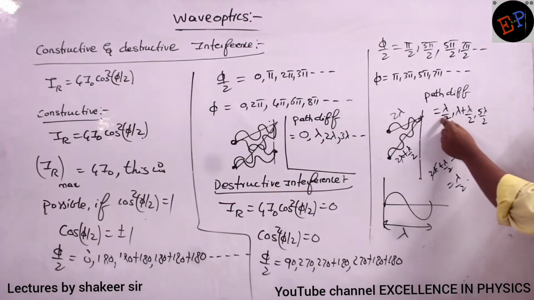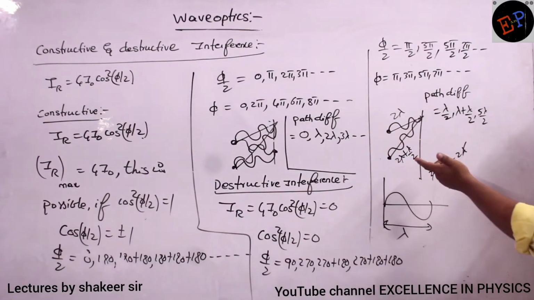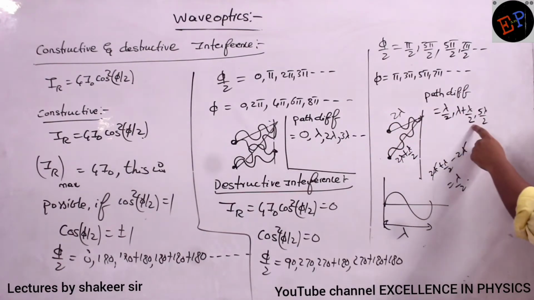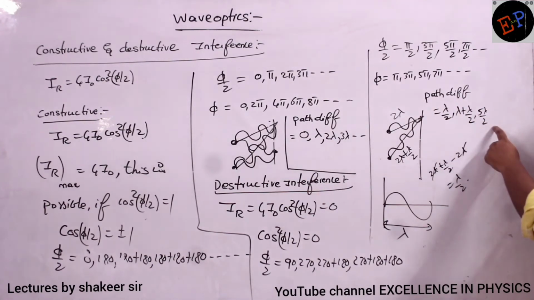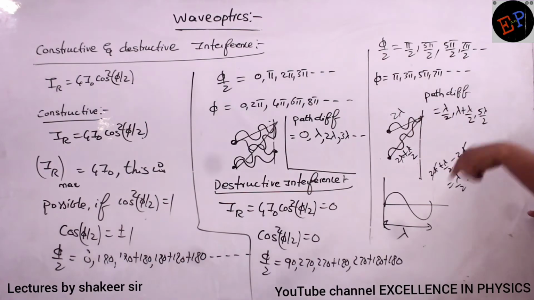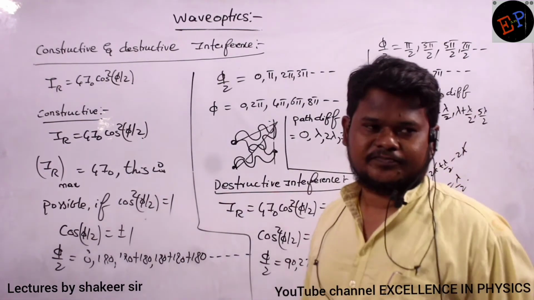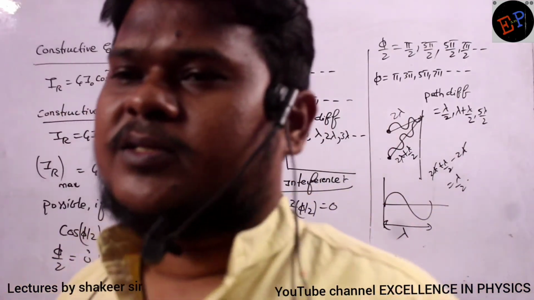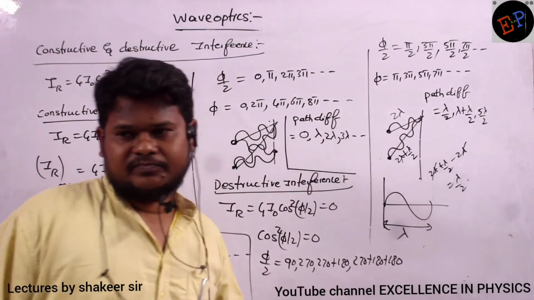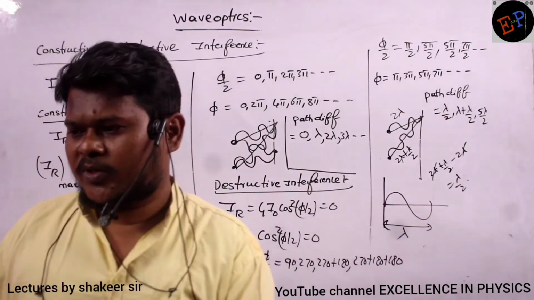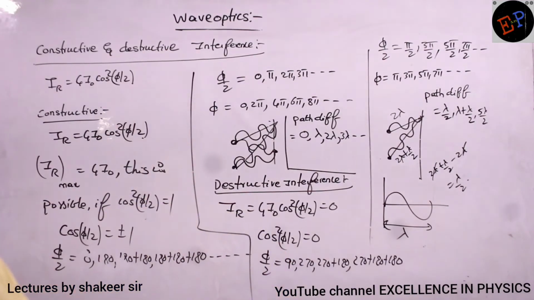So when path difference is λ/2, it means half wave is extra, then destructive. Lambda plus λ/2, again half wave extra, again destructive. 5 λ/2, another half wave extra, again destructive. Like this. Are you able to understand? While studying, you should draw diagrams like this. How many waves are reaching the point? What is the phase difference? What is the path difference?